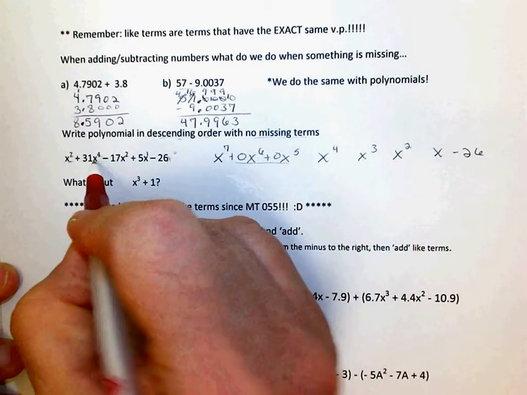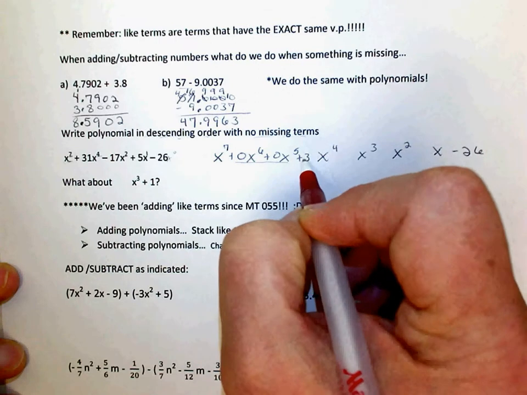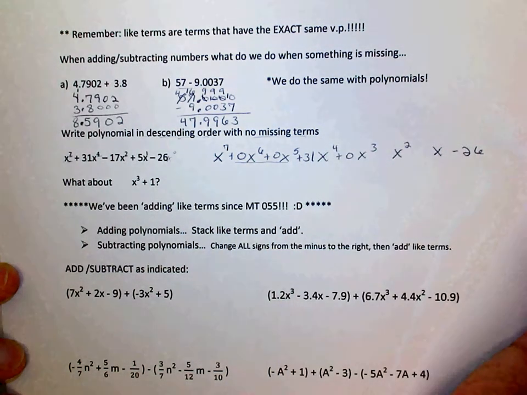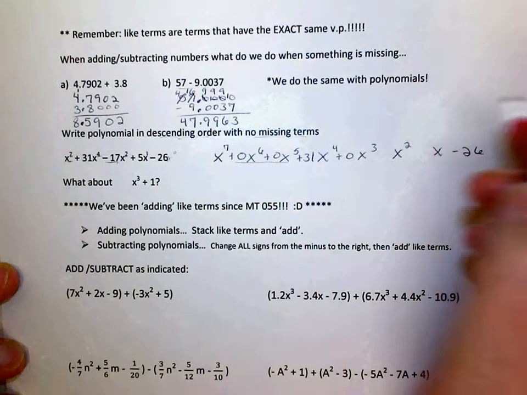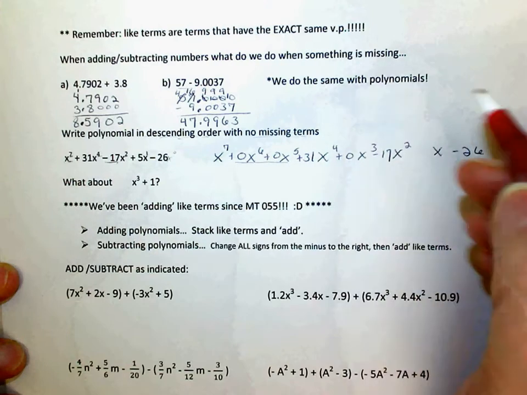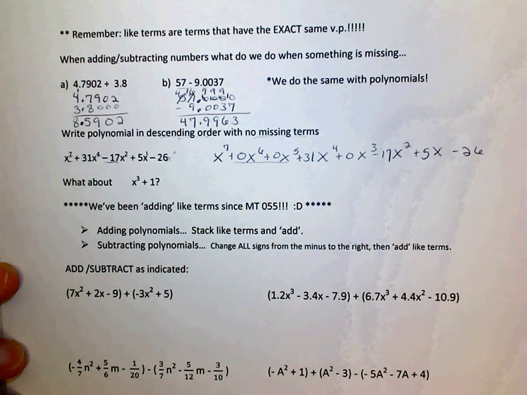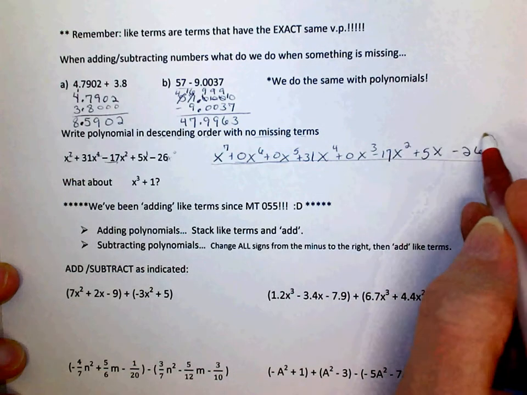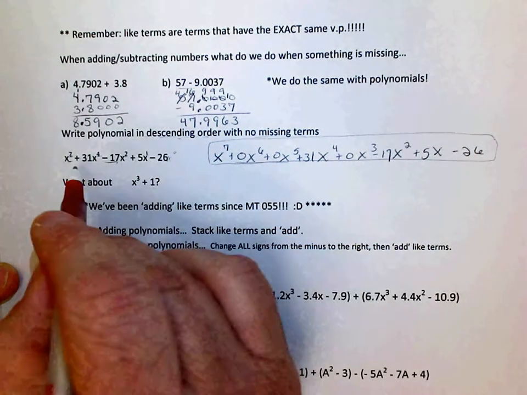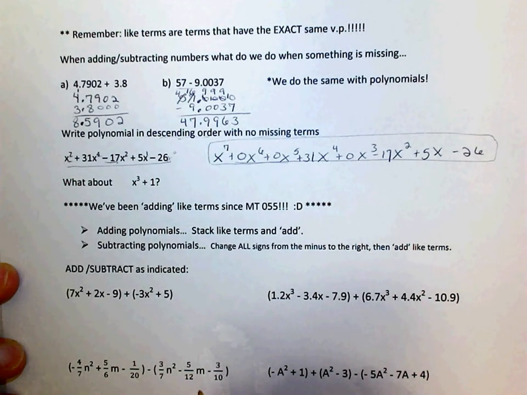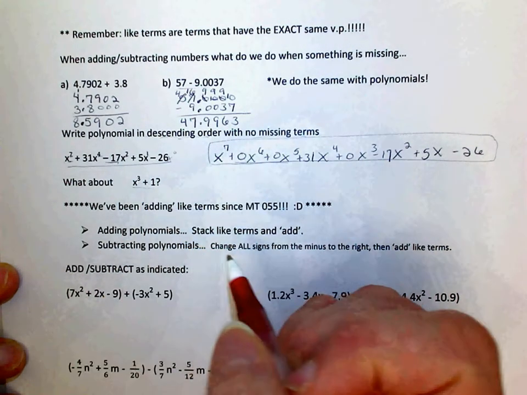And then plus 31, x to the 4th. We don't have an x to the 3rd. We have a negative 17, x to the 2, and a plus 5x, and a minus 21. So this polynomial is the exact same thing as this. It just looks differently. So what about this one?